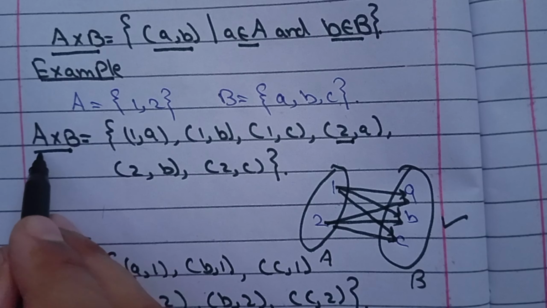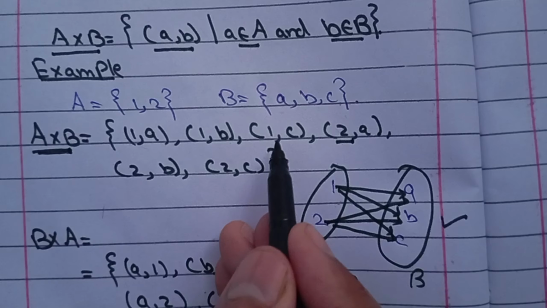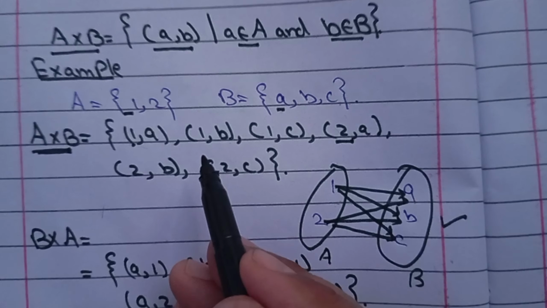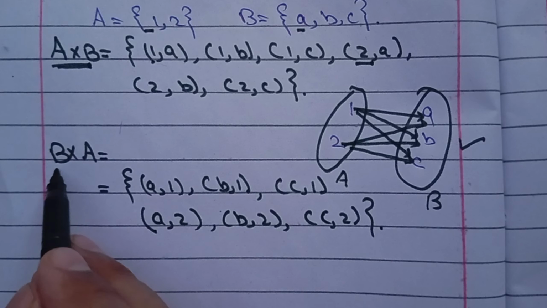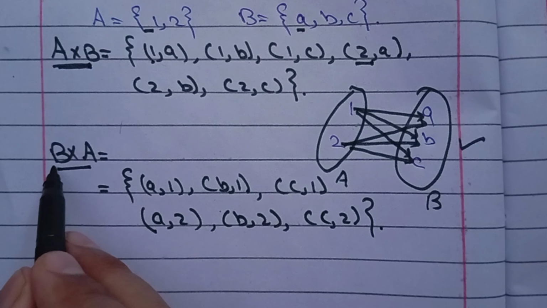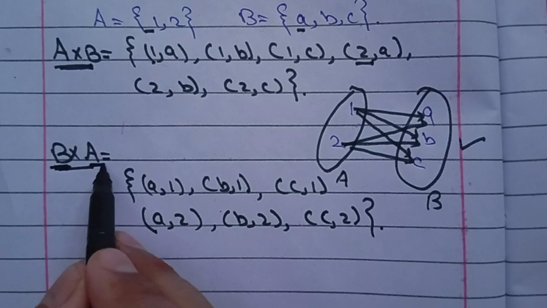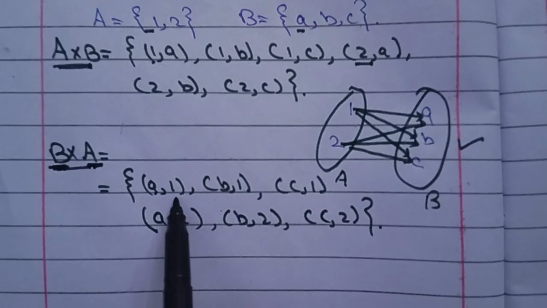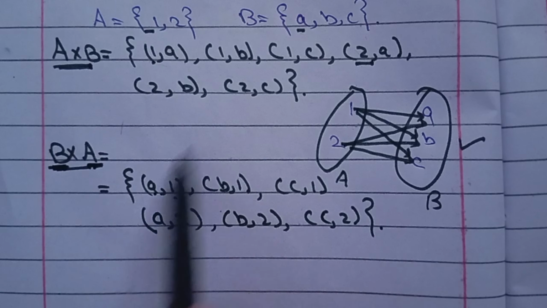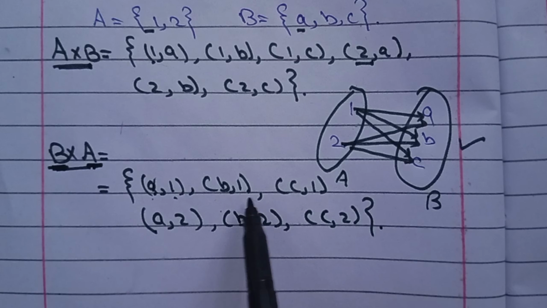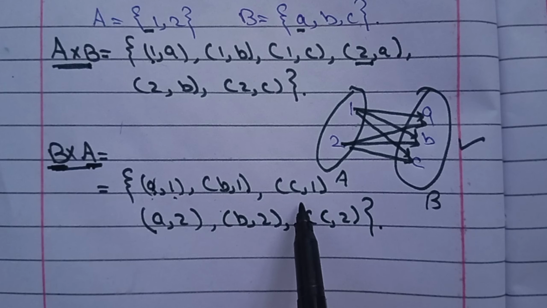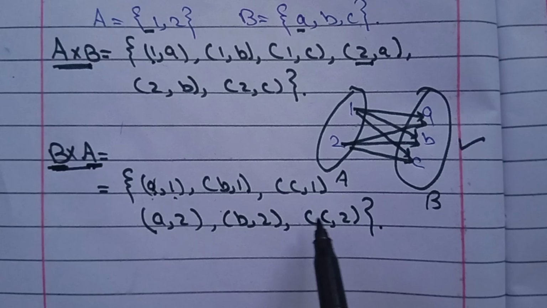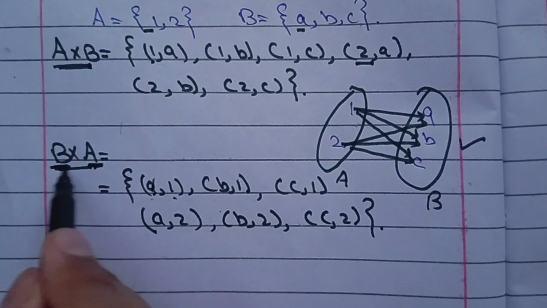So this is the Cartesian product of A cross B, which contains all ordered pairs where the first element comes from set A and the second element comes from set B. Similarly we can find the Cartesian product of B cross A, but this time the first element comes from the set B and the second element comes from the set A. Here you can see that the first element A comes from the set B and the second element 1 comes from the set A: (A, 1), (B, 1) and (C, 1). Similarly (A, 2), (B, 2) and (C, 2). This is the Cartesian product of B cross A.